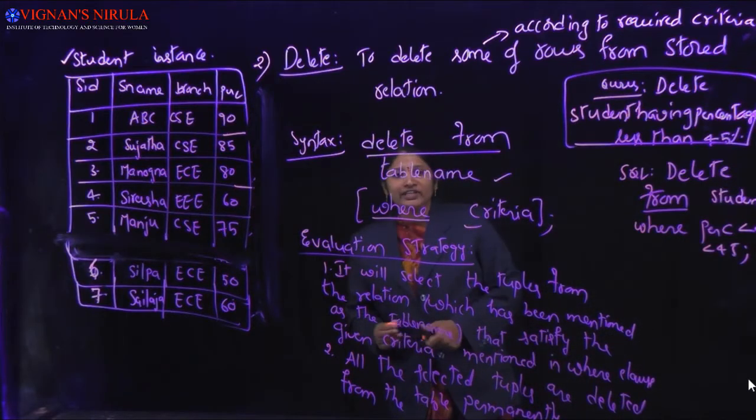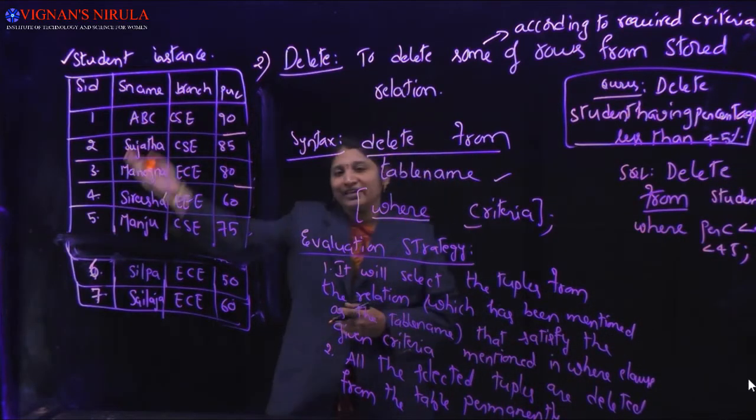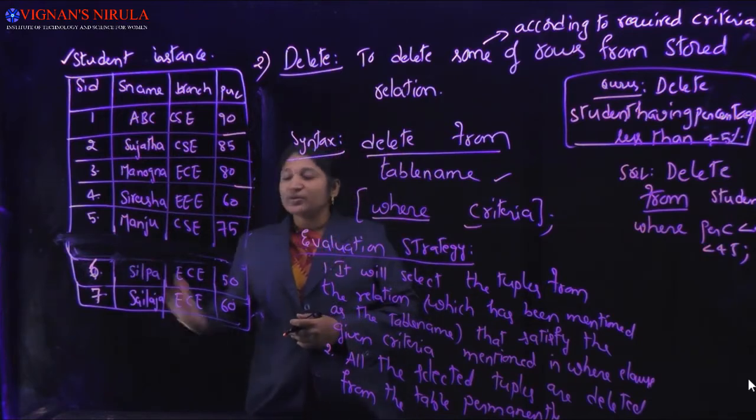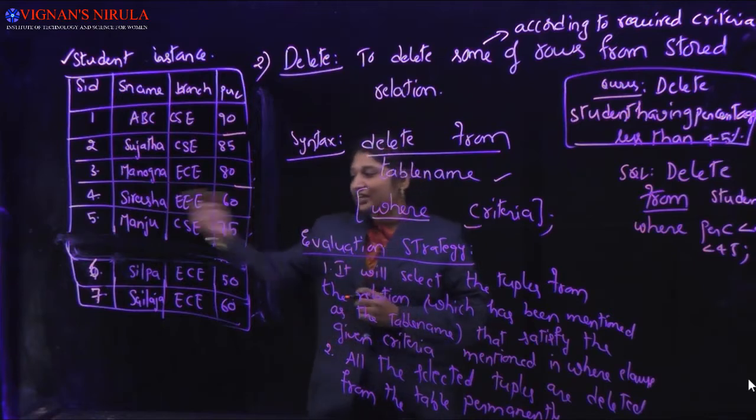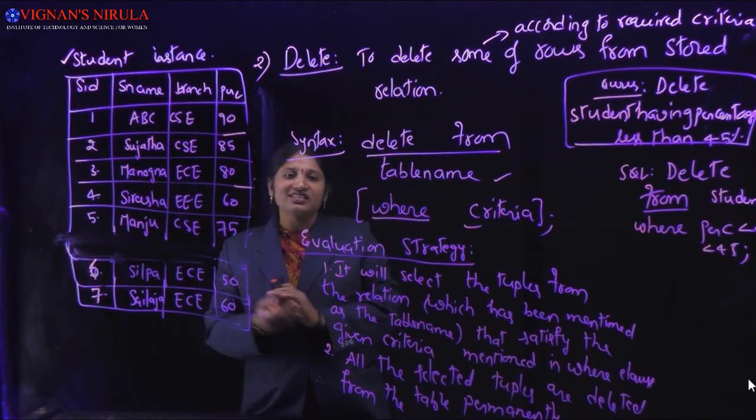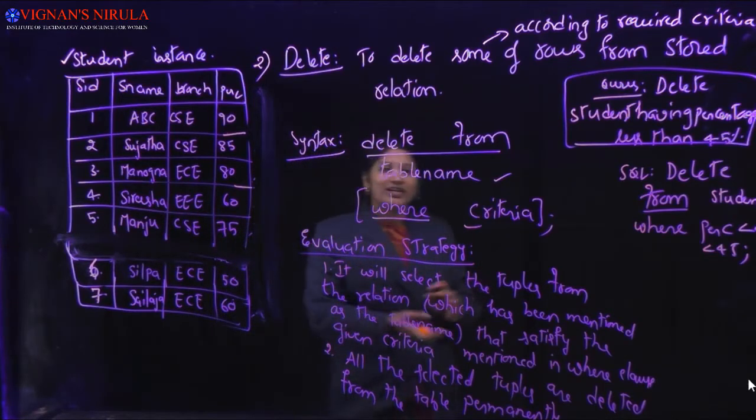So after deleting that row, the remaining student table looks like this. In the previous case, the 8 tuples were there. After deleting the required tuple, it consists of only 7 tuples. This is the result of your delete command. We will see another example.